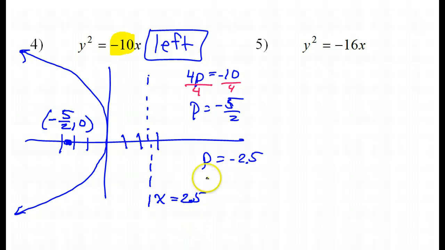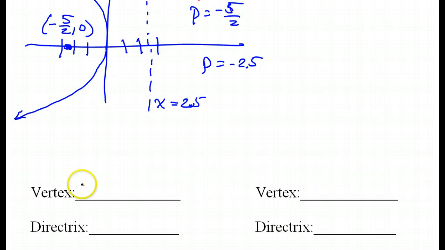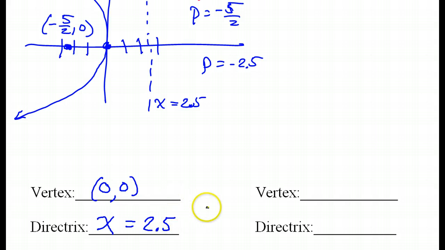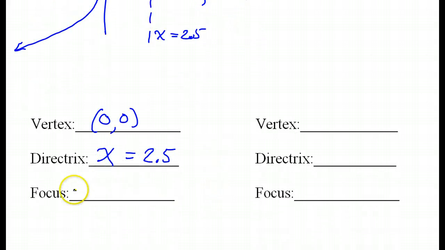And that's all we need for the sketch, but we should record that information. Alright, of course the vertex is still here at 0, 0. The directrix is x equals 2.5. And the focus was negative 5 over 2, 0.